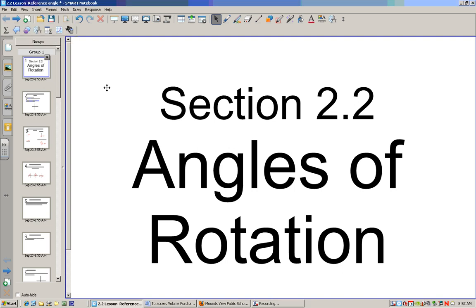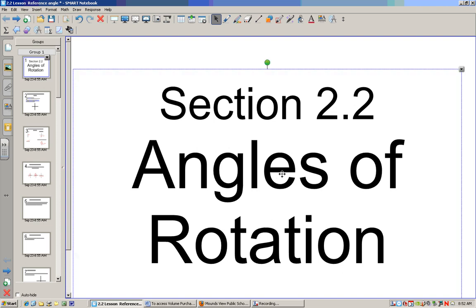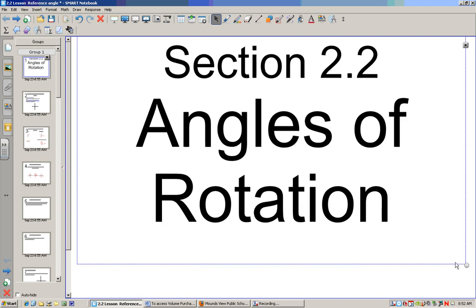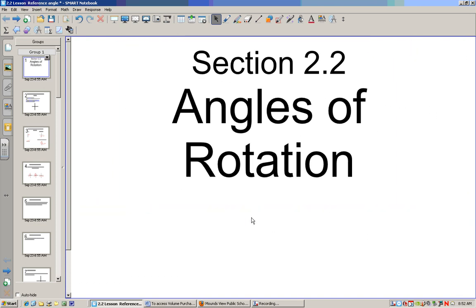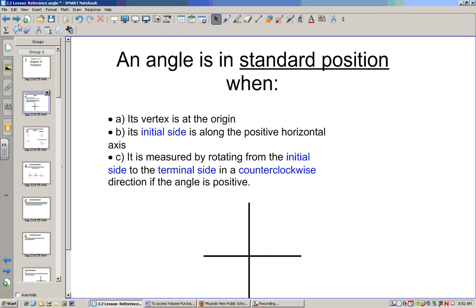Hello, welcome to the first day of the new chapter in Chapter 2. Today we're going to learn about angles of rotation. Now, in the past, we've learned about angles between 0 and 90 mostly, and a little bit between 0 and 180. Today we're going to expand that.